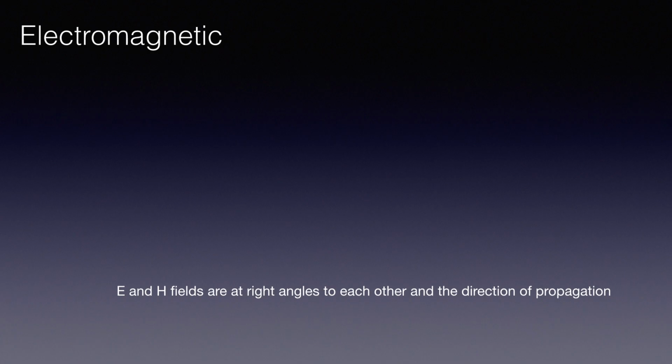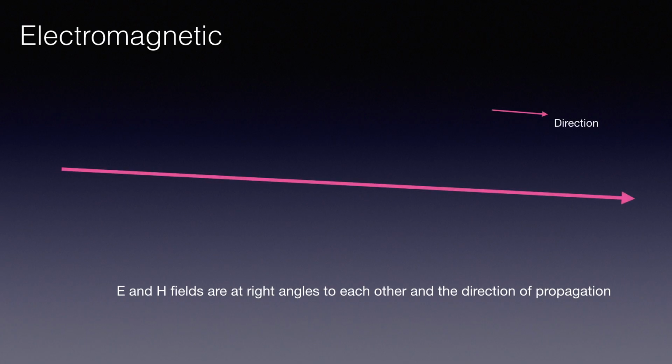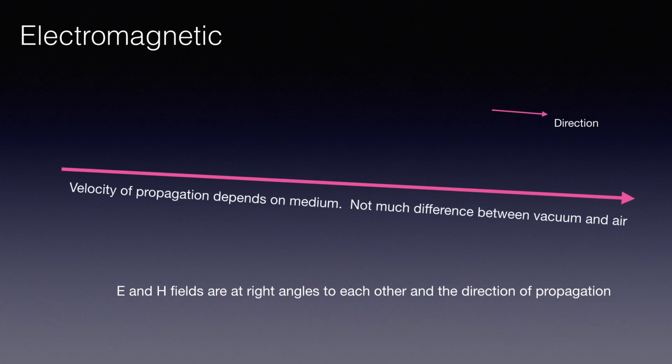So with a transverse field, we have the medium vibrating at right angles to the direction of propagation, but now we have two fields, both at right angles to the direction of propagation and at right angles to each other. Now this is a little bit difficult to represent, but let's see if we can do it. That is the direction of propagation, and the velocity of propagation depends on the medium. And for radio waves, there's not much difference between vacuum and air. There's only a negligible difference, so we don't normally take it into account at all.